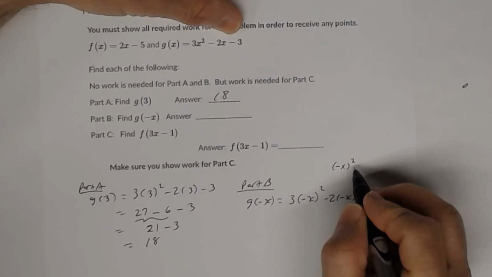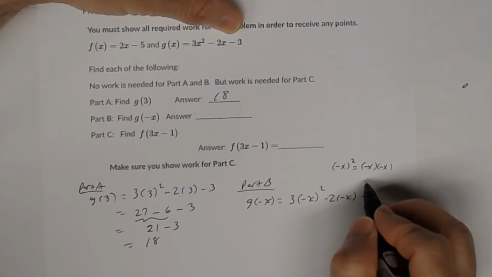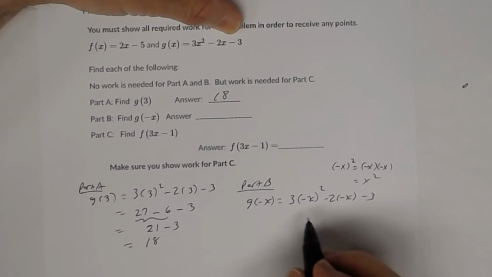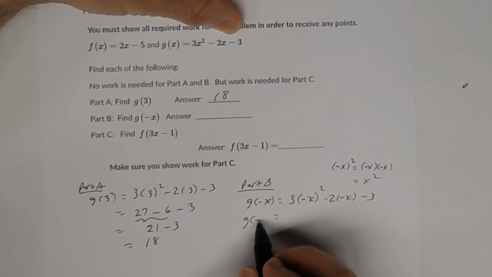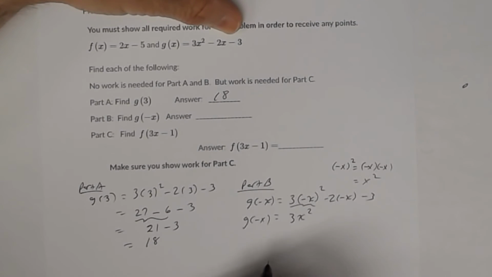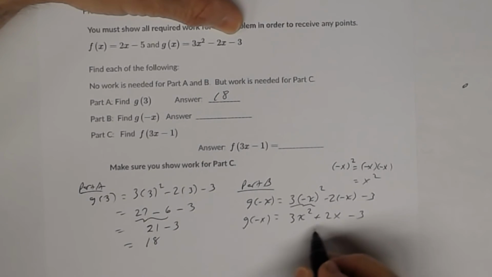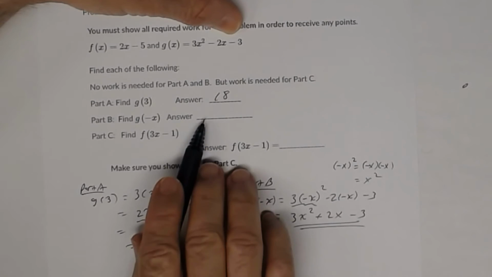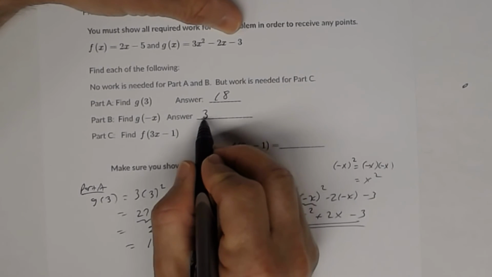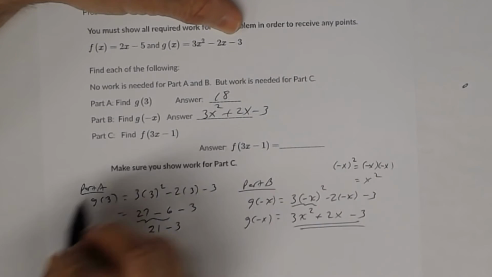Negative x squared means negative x times itself. Well, negative x times negative x is a positive x squared. So g of negative x becomes 3x squared. So this right here is the same as this. A negative 2 times negative x is a positive 2x minus 3, and there's your answer for that part. So we get 3x squared plus 2x minus 3.